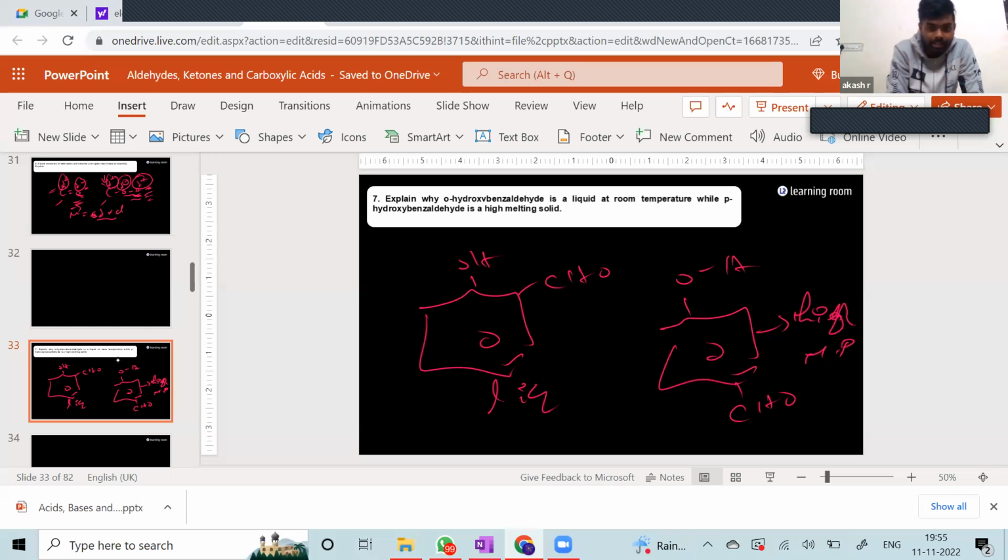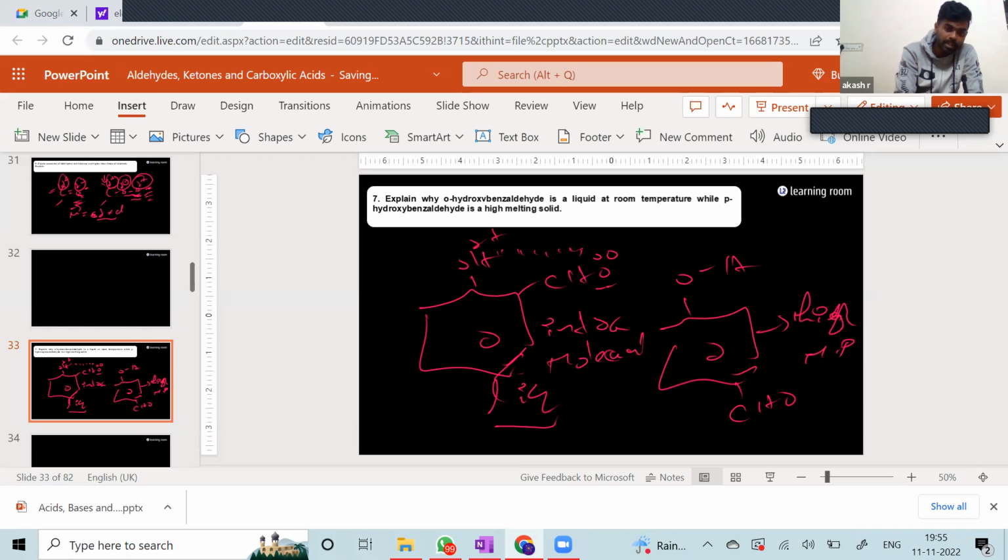Right now, you see, this is going to be in liquid state because you have a lone pair on this oxygen, and this delta plus is going to be there. And what am I drawing? This dotted line represents what? Exactly, hydrogen bonding. Okay. Now, what you have to say is, in case of ortho, we are going to have intramolecular hydrogen bonding, which is going to be weak.